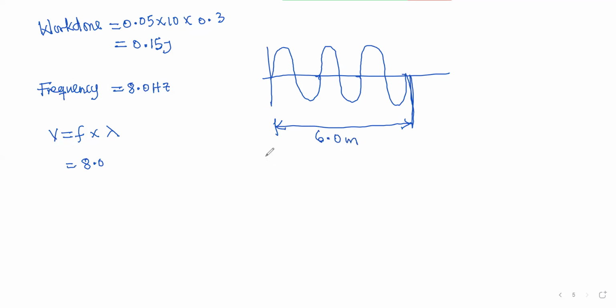Okay, so we need the wavelength. So you count the number of complete waves you have here. You have 1, 2, 3. So the wavelength will be the length of the whole wave divided by the number of complete waves, 3. This is giving us 2 meters. Therefore, 8 times 2, and this is 16 meters per second. Okay, so that is how to go about this. And so Frida actually got it right.